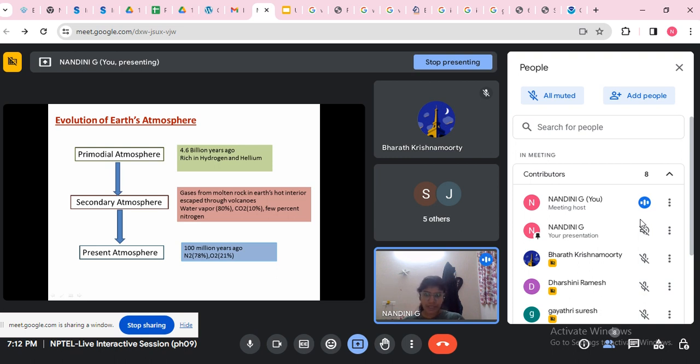Then we had a secondary atmosphere. The secondary atmosphere was rich in water vapor, carbon dioxide, and a small percentage of nitrogen. This was formed by volcanic emission. The gases from molten rock in the Earth's hot interior escaped through a process known as outgassing. So the gases from the interior of the Earth were emitted to the atmosphere through volcanoes. This process was known as outgassing.